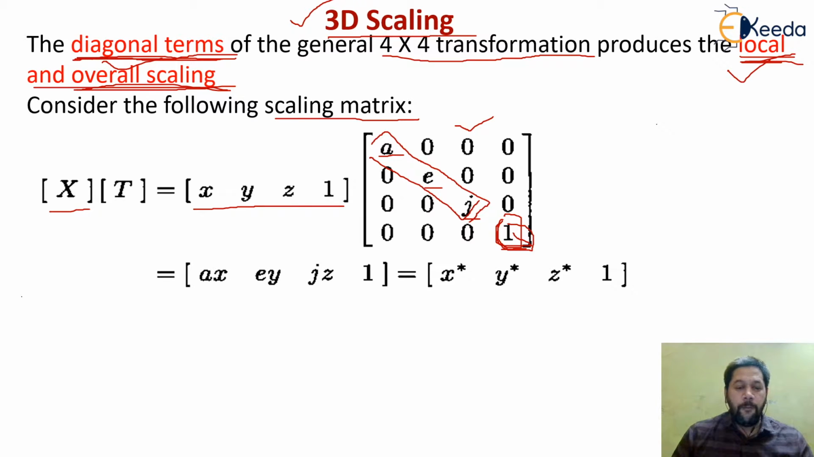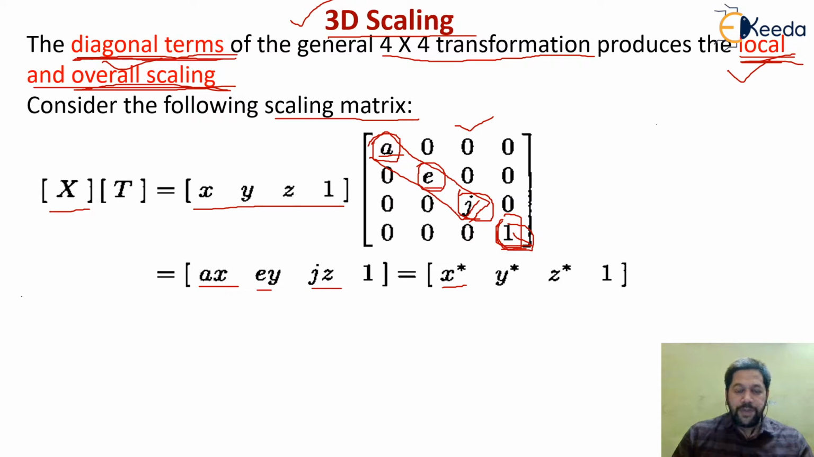Now if we look at the value after multiplication, suppose I consider what should be my x dash. My x dash value will be a into x, e into y, and j into z. So a is my multiplication factor for the x direction, e is the multiplication factor for the y direction, and j is the multiplication factor for the z direction.